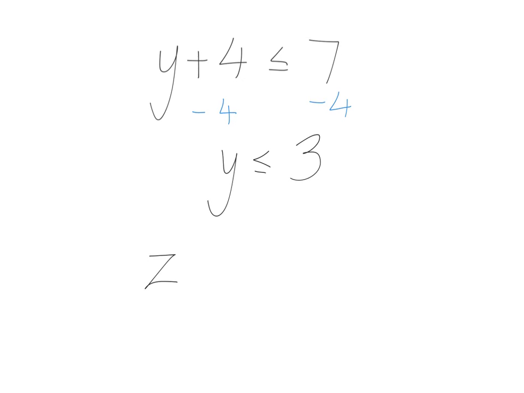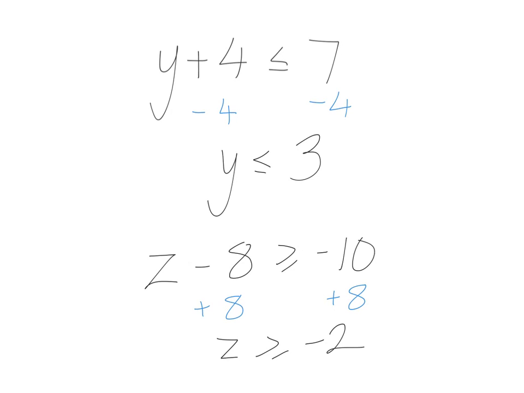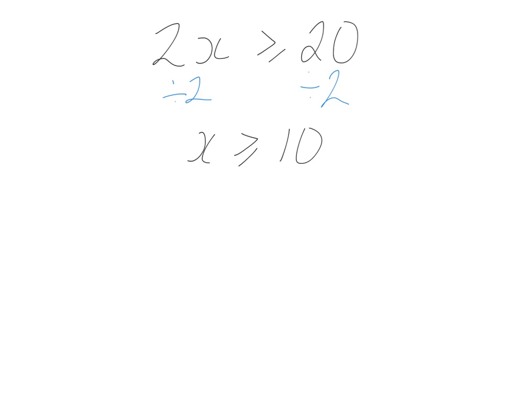We could have z take away 8 is greater than or equal to minus 10. I would add 8 to both sides to get z is greater than or equal to minus 2. Just exactly the process that we've been following through so far. We can also see that when we've got a multiple in front of the variable. If 2x is greater than or equal to 20, I want to find out what x is greater than or equal to, so I would need to divide both sides by the number in front of the letter to get x is greater than or equal to 10.